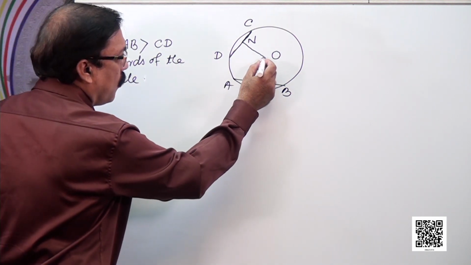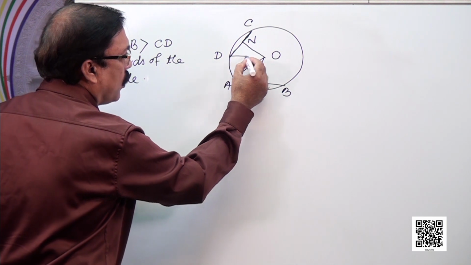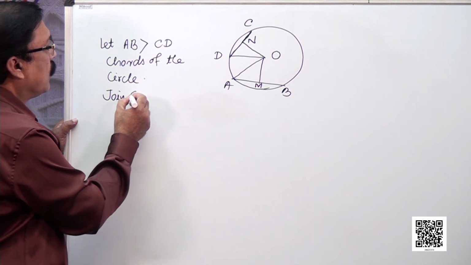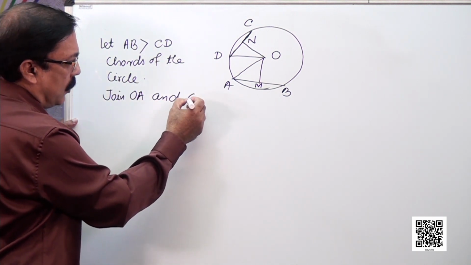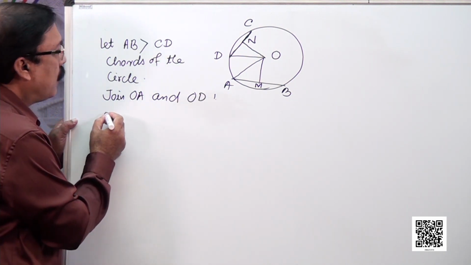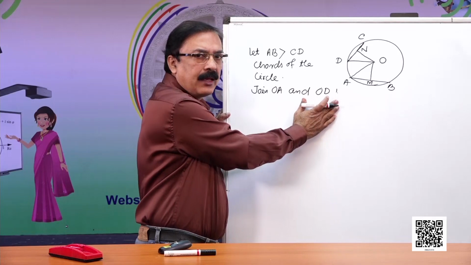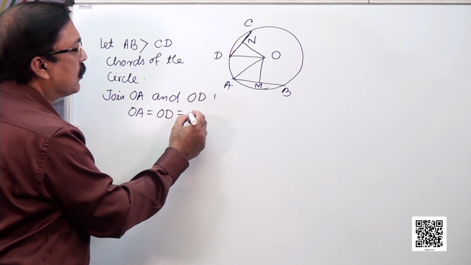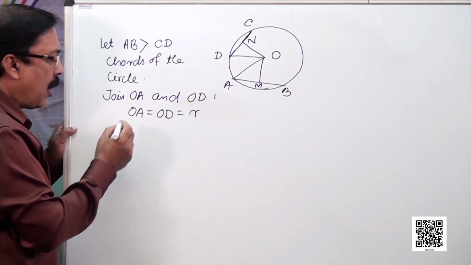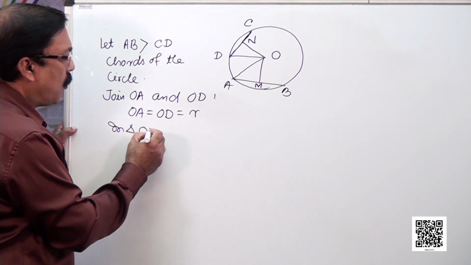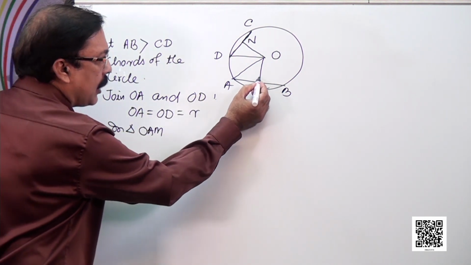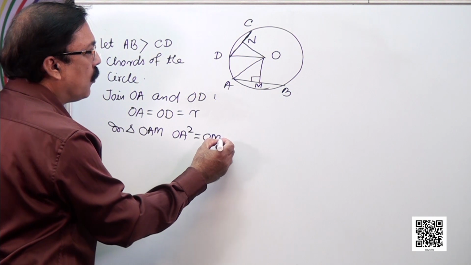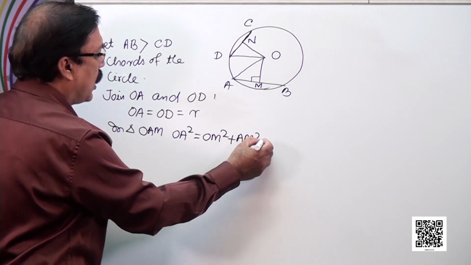Now, we join OA and OD. These two are radii of the circle, so OA is equal to OD is equal to R. Now, in triangle OAM, which is a right angle triangle, we can say OA square is equal to OM square plus AM square.